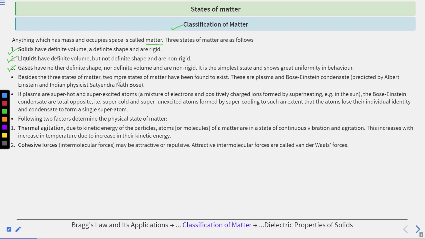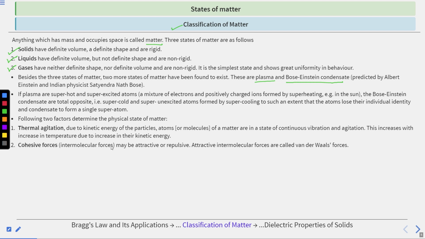Besides the three states of matter, two more states of matter have been found to exist. These are plasma and Bose-Einstein condensate. It was predicted by Albert Einstein and Indian physicist Satyendranath Bose. If plasma is made of super hot and super excited atoms, the Bose-Einstein condensate is the total opposite. That is, super cold and super unexcited atoms formed by supercooling to such an extent that the atoms lose their individual identity and condense to form a single superatom.